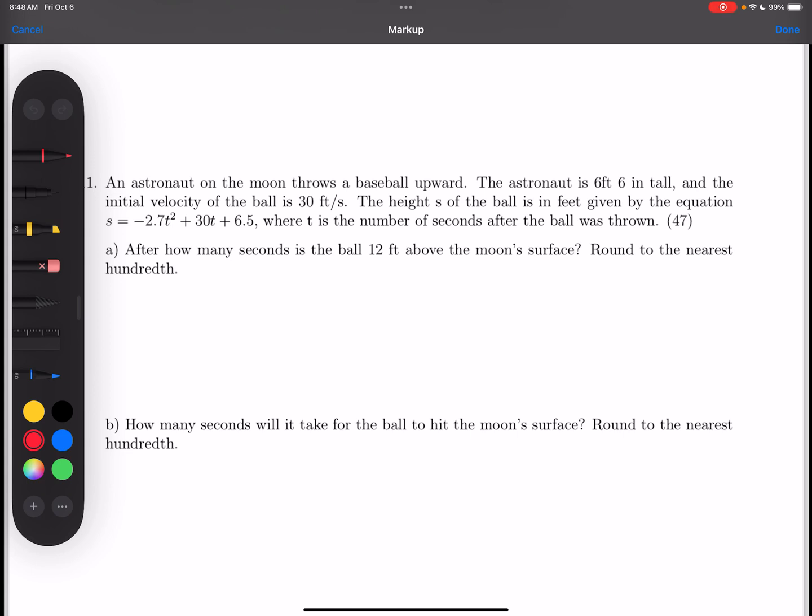So I'm going to be plugging in 12 feet for s. So I'm going to have 12 is equal to negative 2.7 t squared plus 30t plus 6.5. So then I'm going to subtract the 12 so I can set up a quadratic equation. So I have negative 2.7 t squared plus 30t minus 5.5.